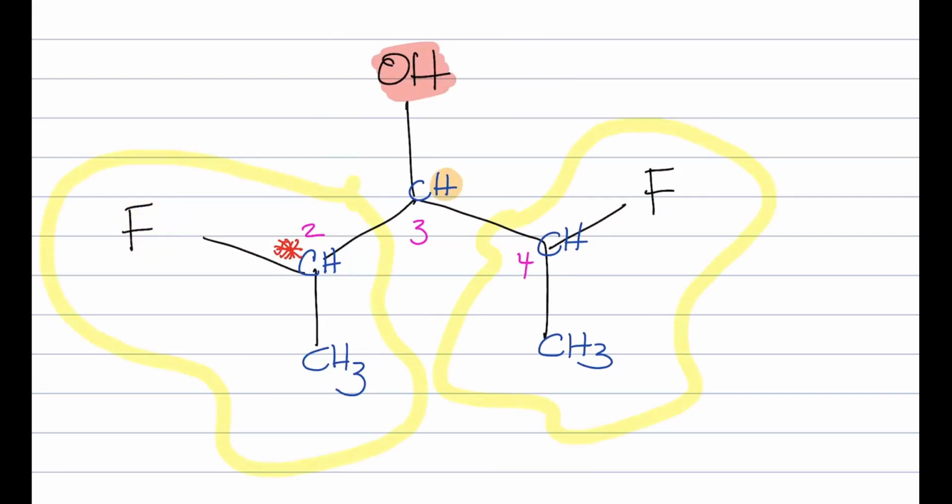Excellent. It doesn't have 4 different groups because you can see that the left side and the right side of the molecule is the same atoms with the same attachments. So that means that carbon 3 is not chiral.